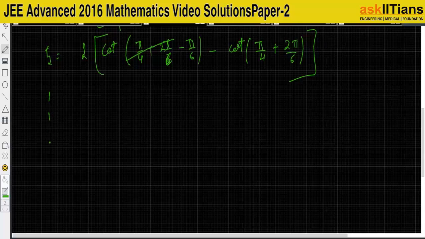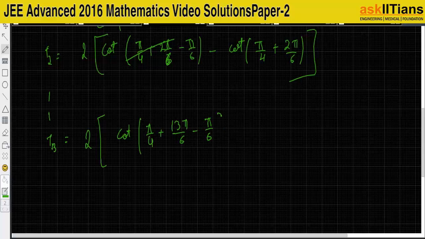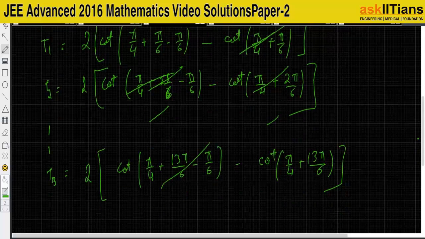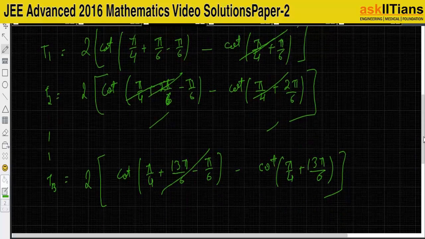Similarly it will go on, so on. What will be the last term? T13, right? If I put k equal to 13, the last term that I'll get is pi by 4 plus 13 pi by 6 minus pi by 6, minus cot of (pi by 4 plus 13 pi by 6). This will be the last term. Now see what terms will get cancelled. This term will get cancelled with the next, and this will get cancelled with this. So what will remain is the first term and the last term, right?